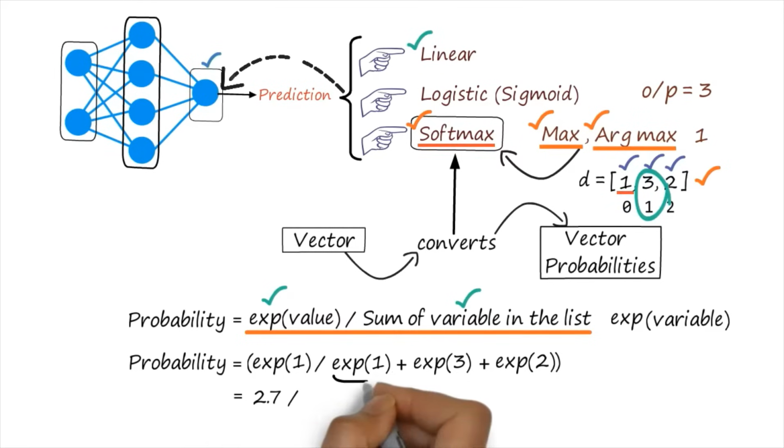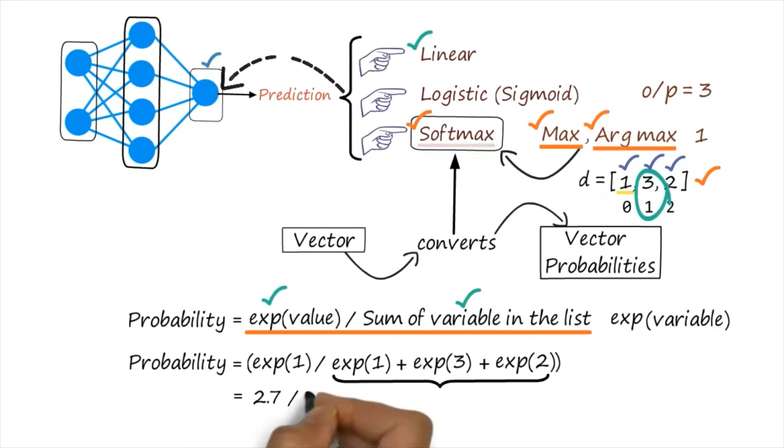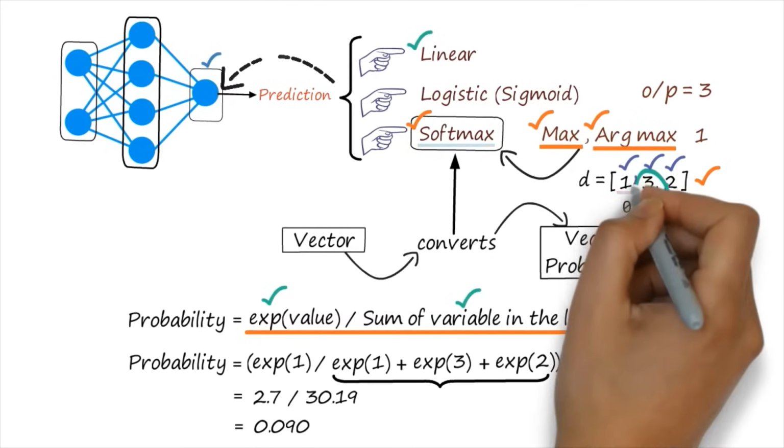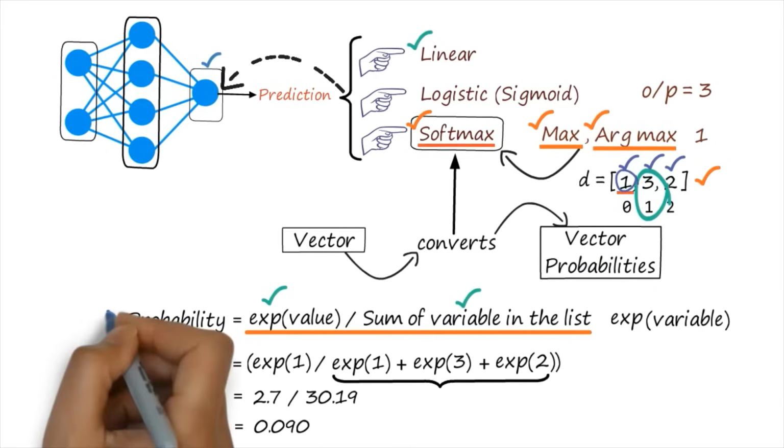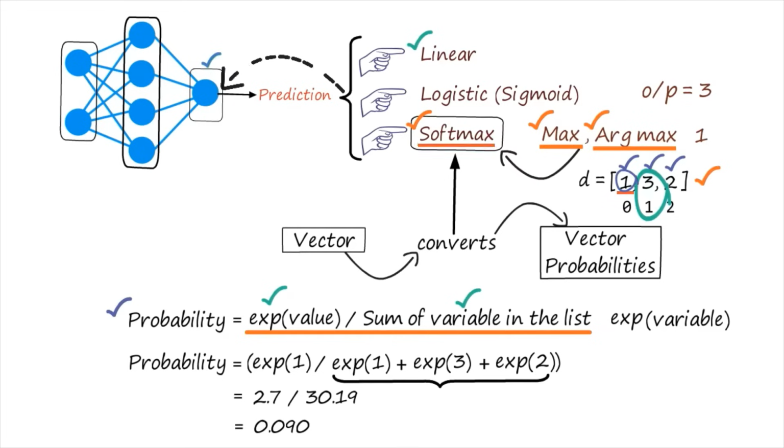And if you calculate this part, exponential of 1, exponential of 3, exponential of 2, I have calculated it previously. It is giving about 30.19. And then by dividing, you will get about 0.09. So this is how this 1 can be converted to a probability. Similarly, you can apply this concept to 3, and then similarly to 2.